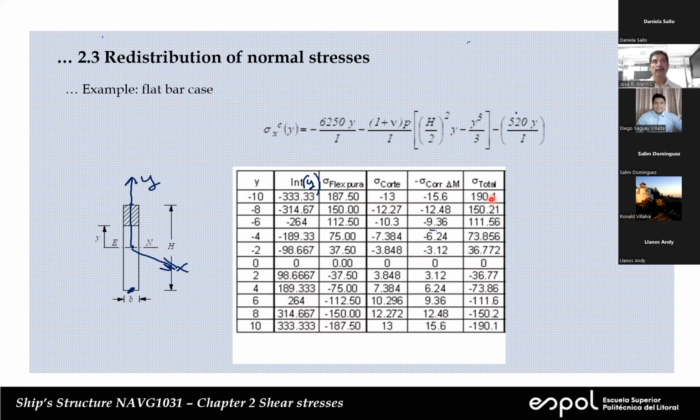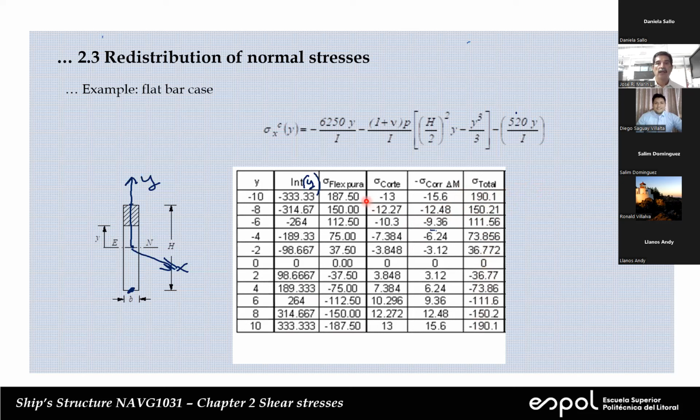Okay, so that's not much of a difference, right? Because if you take 190, the percentage of difference is what about 2%? So it's a small difference, right? So it's not much, but in other cases it could be a little bit more important. Okay, so the difference, if you include or do not include the shear influence, is small in this case, and then we can go on and evaluate at any point that we want.